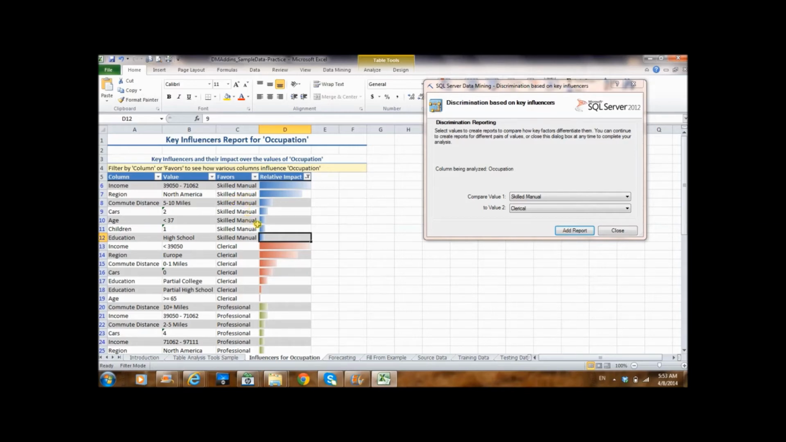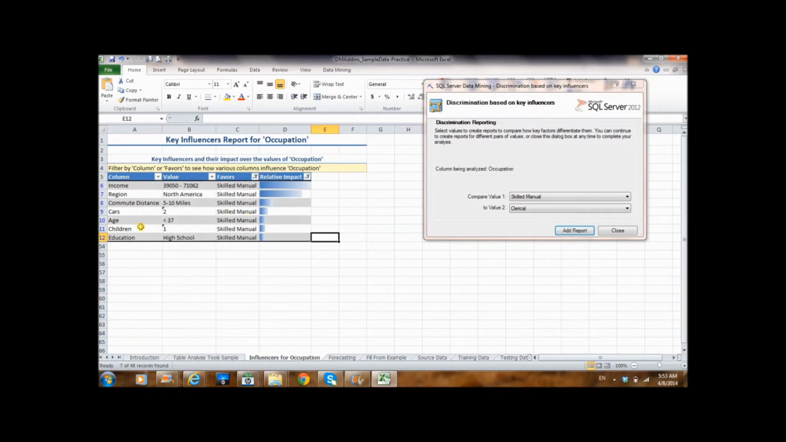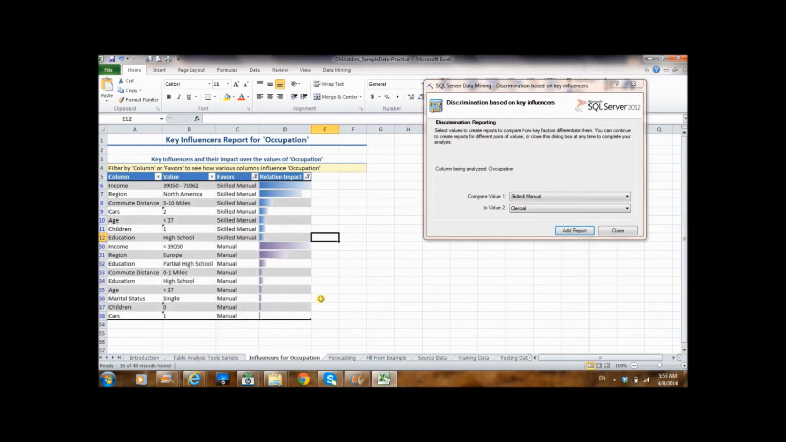And so on. Since we have a lot of data, you can also choose each one. Instead of showing everything, how about just skilled manual? You can see only the types of jobs you want to see, or you can see, how about manual, and so on.